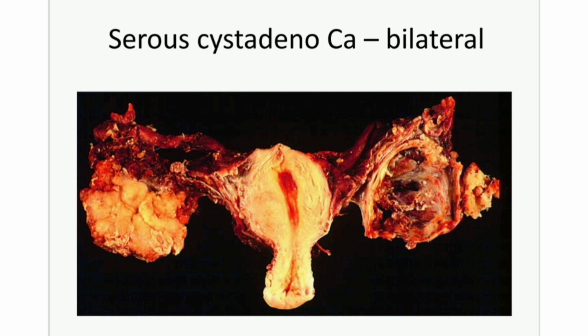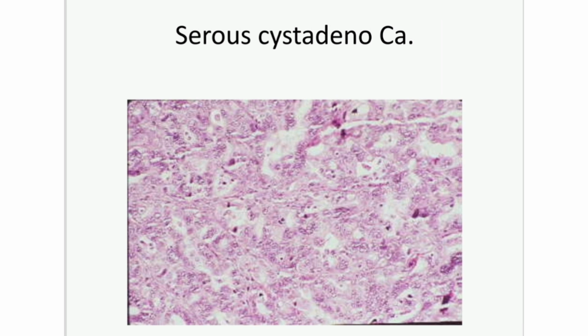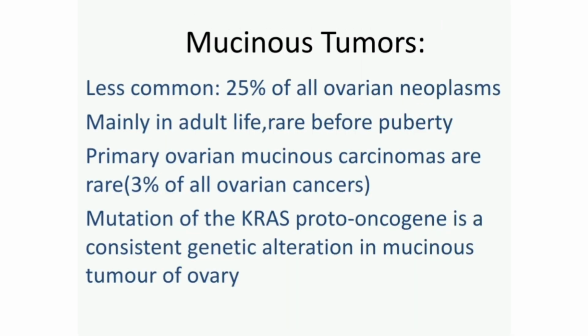Bilateral cystadenocarcinoma, more solid areas means more malignant. Again, this is cystadenocarcinoma, predominantly solid. Serous cystadenocarcinoma looks microscopically like this.